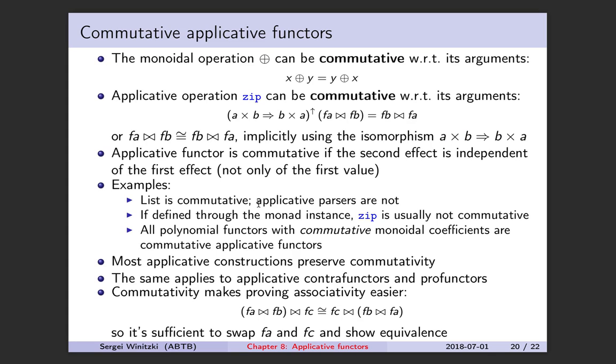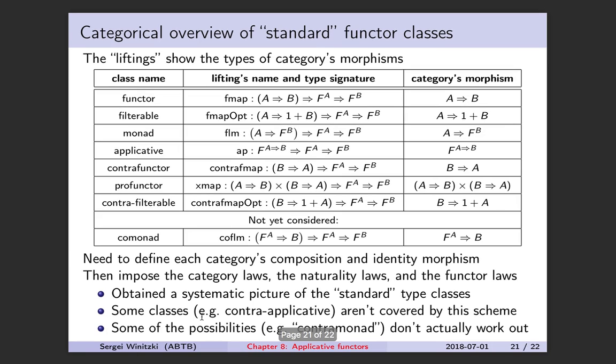I give examples of commutative and non-commutative applicative functors and show why the commutative property makes it easier to prove associativity for applicative functors. Finally, I summarize all of the type classes we considered in the previous tutorials and in this one using a categorical picture.